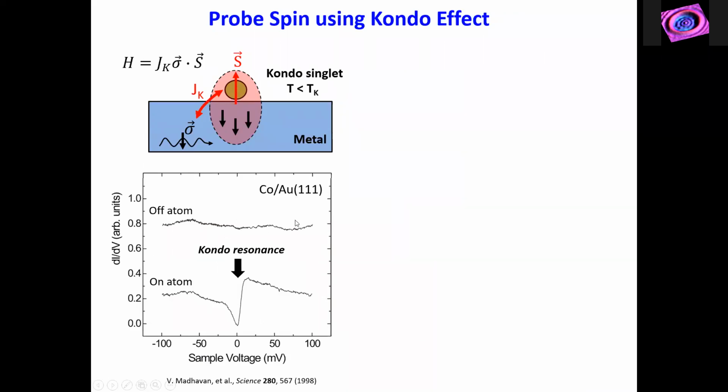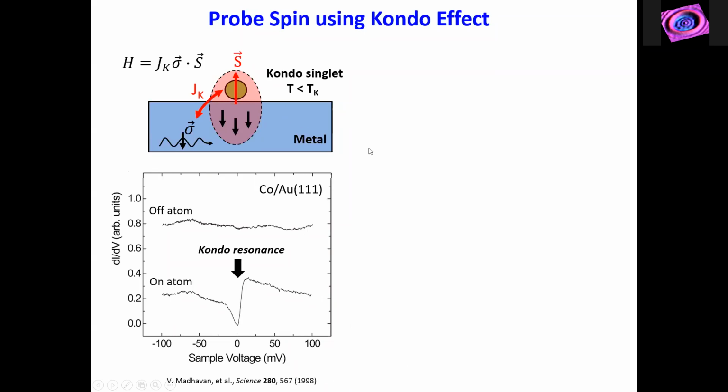And we saw this a long time ago in this data that I'm showing you, because the signature of the Kondo singlet is a narrow resonance in the local density of states at the Fermi energy. Here you see the resonance. The first person to see this for a single atom was Vidya Madhavan, and this is her data from 1998.